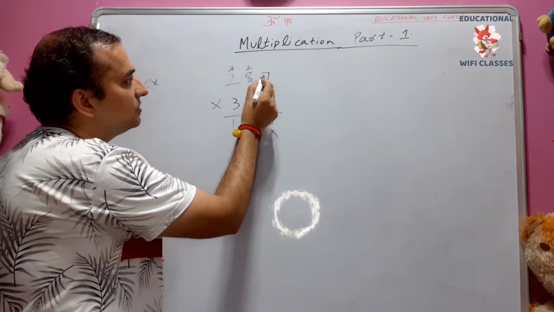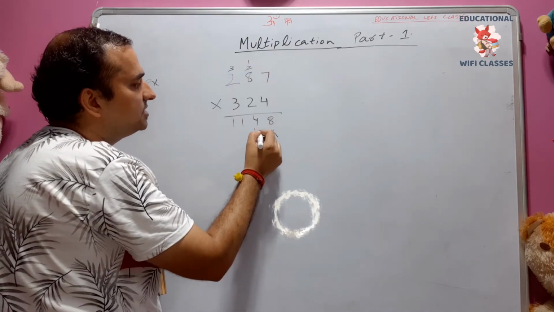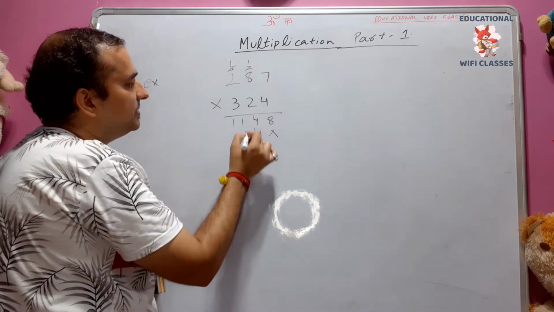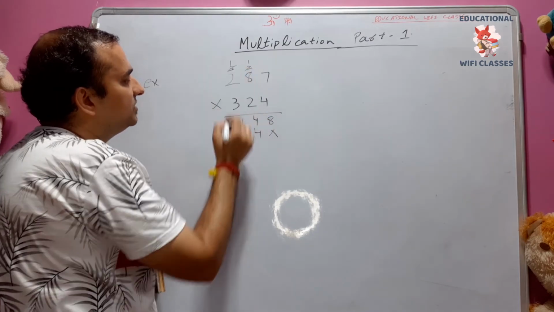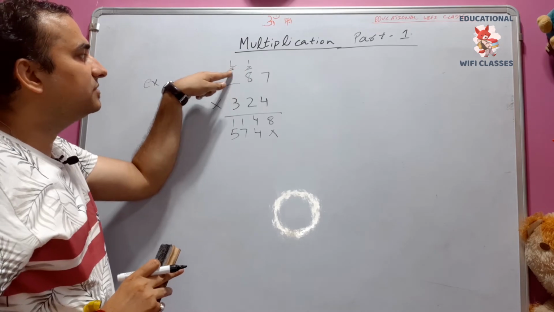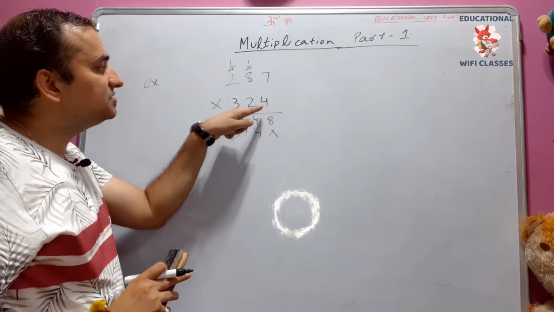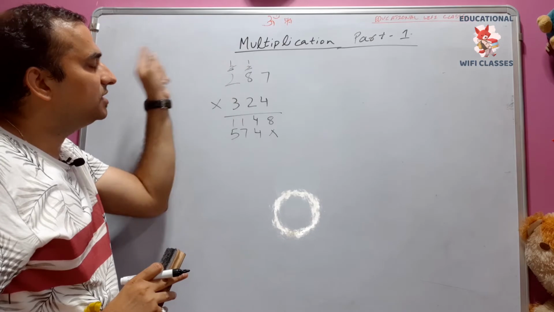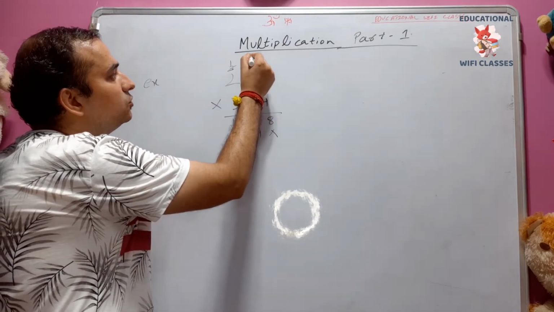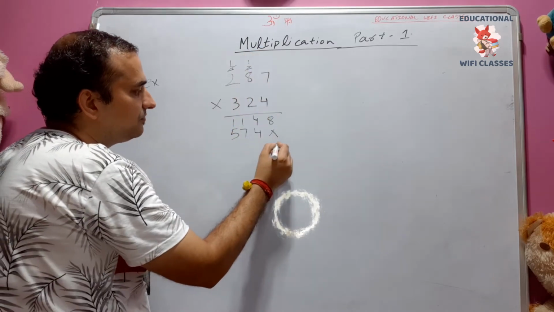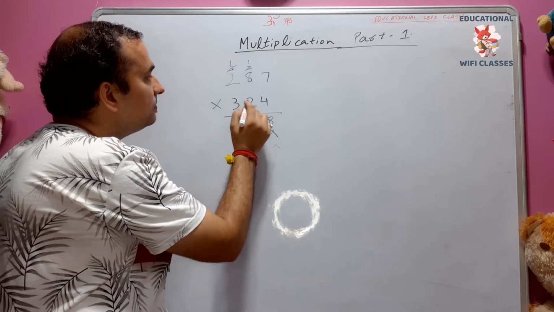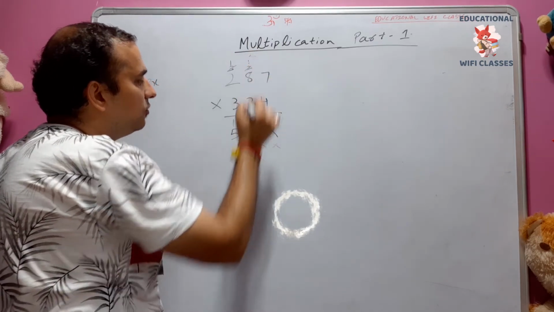Tens place: 2 sevens are 14, 1 goes up and 4 comes down. Then 2 eights are 16 plus 1 is equal to 17. So 1 goes up and 7 comes down. 2 twos are 4 plus 1 is equal to 5. You can see I am cutting these numbers because these were carried from the previous multiplication. So now we are continuing with the next one. Okay, then we go to the next one. 3 sevens are 21. 2 is carried over and 1 comes down.